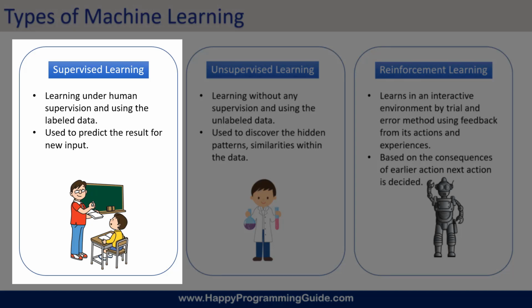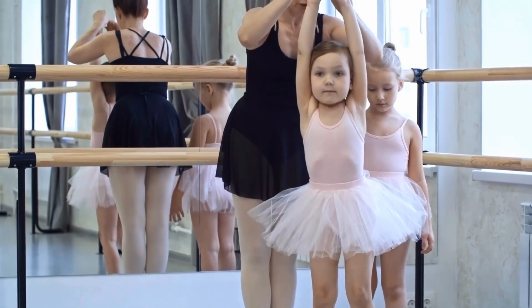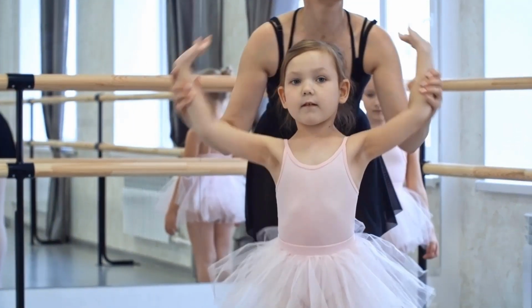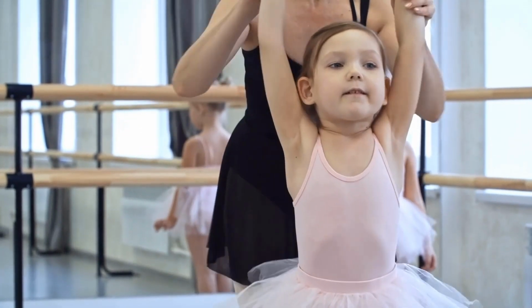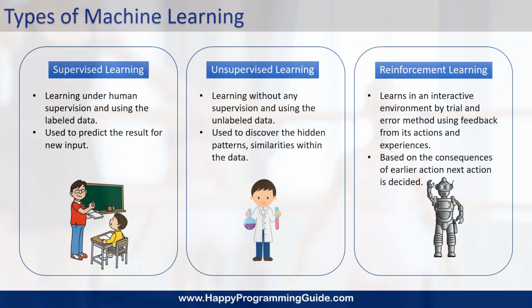Consider a teacher teaching his students. In supervised learning, the training data set is already labeled with the correct answers. In this learning method, the algorithm continuously predicts the results on the basis of training data, and it is continuously corrected by the teacher. So here human intervention is involved. The learning continues until the algorithm achieves an acceptable level of performance or accuracy. So that is what supervised machine learning is.